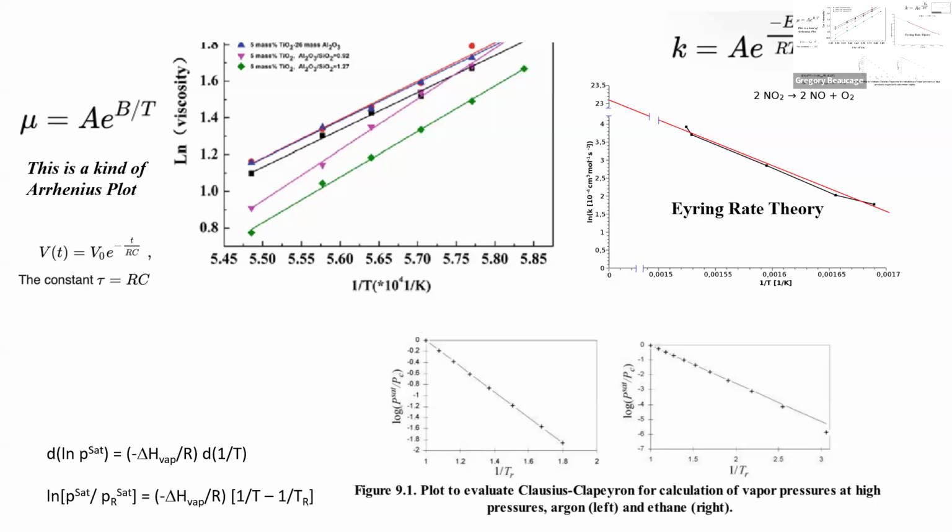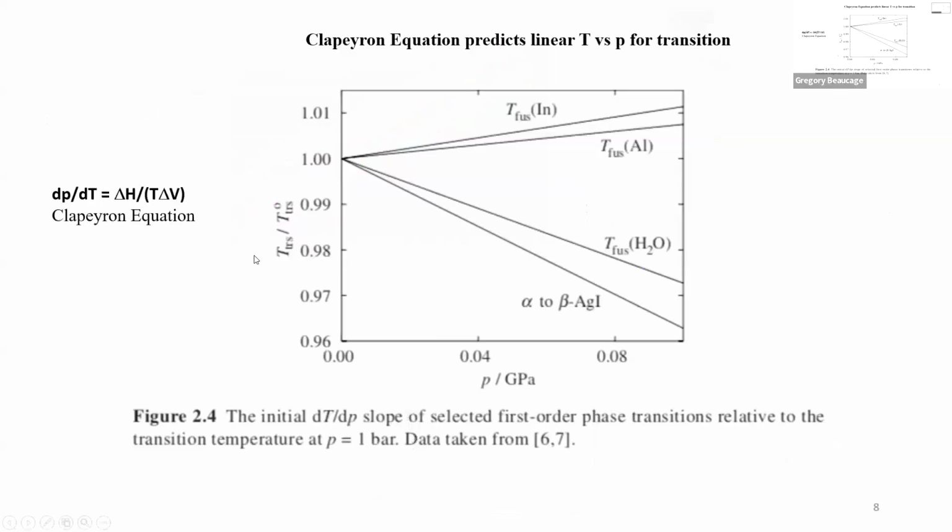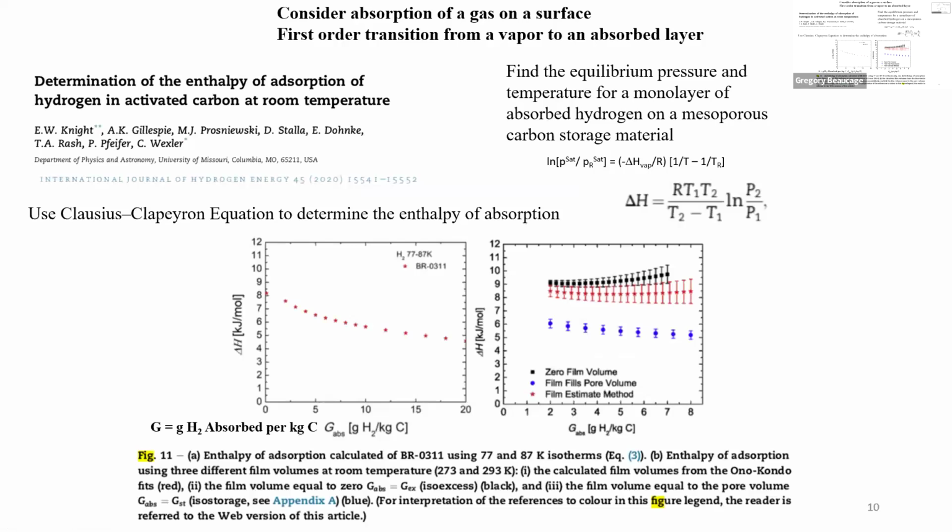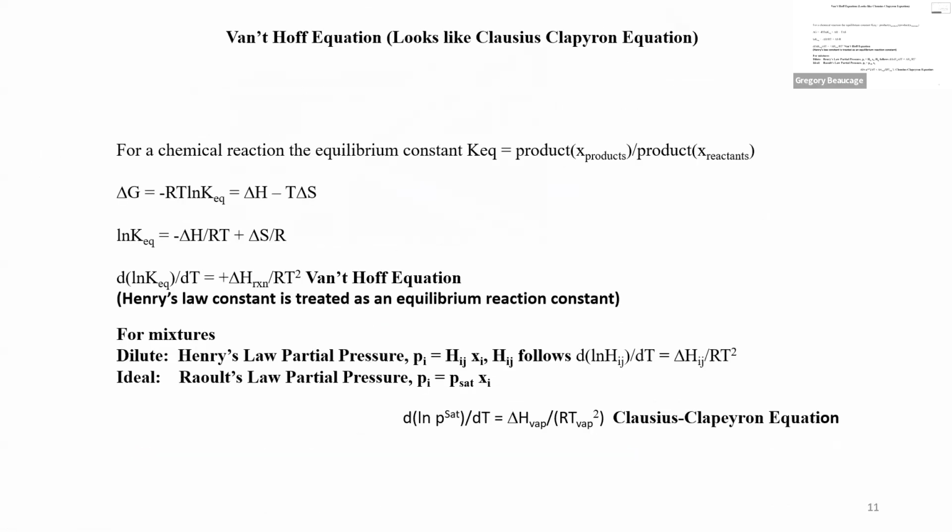Like here, it's showing a nitrogen to nitrogen oxide reaction rate, right? So that's three: Clausius-Clapeyron, Arrhenius, and Eyring. And the fourth one is a thing that looks almost just like the Clausius-Clapeyron equation. It's called the Van't Hoff equation for chemical reaction equilibria.